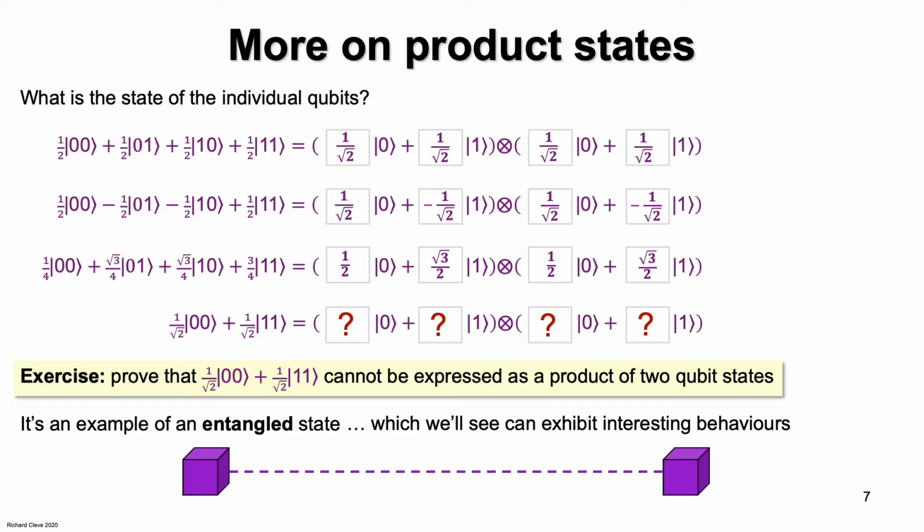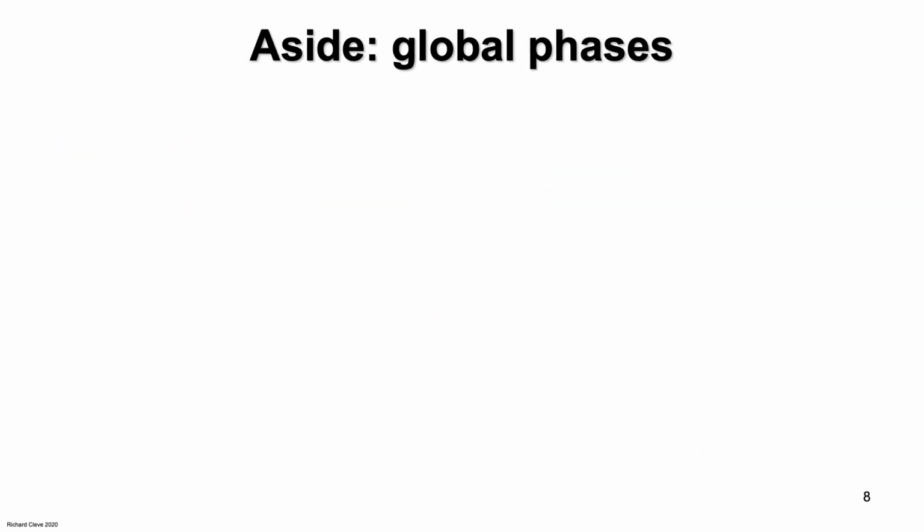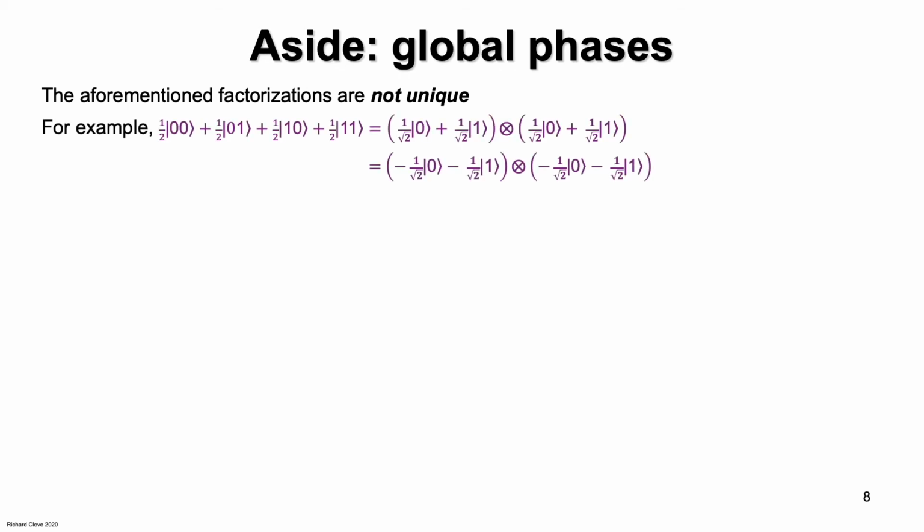Now is a good time to discuss the matter of global phases. You may have noticed that the aforementioned factorizations are not unique. For the first example, the factorization can be in terms of 2 ket plus states, or 2 states with minus signs for each amplitude. So, what's the difference between the state ket 0 plus ket 1 and the state minus ket 0 minus ket 1?